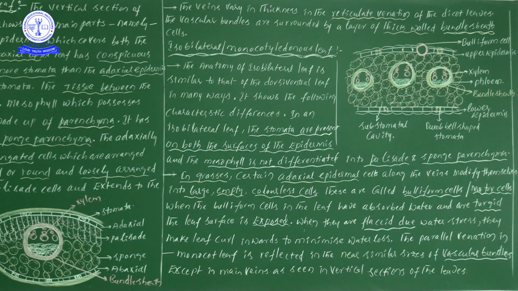So listen carefully. Next one, let us start to discuss one more piece of information. Now, isobilateral. Next one, isobilateral or monocotyledonous leaf. Isobilateral or monocot leaf simply. I will conclude this one within 5 to 10 minutes.